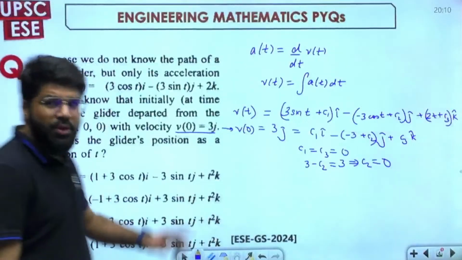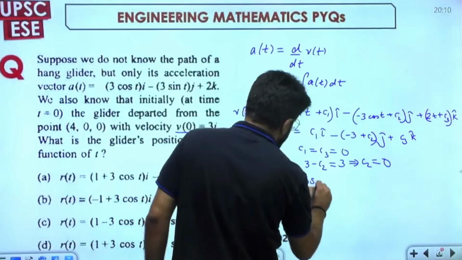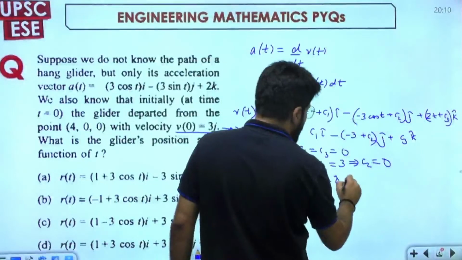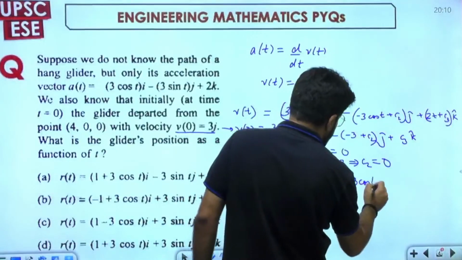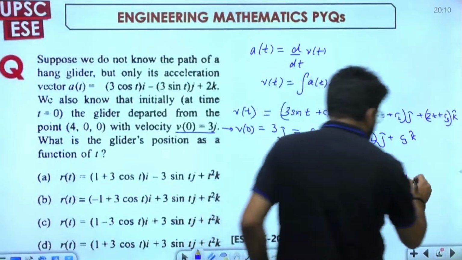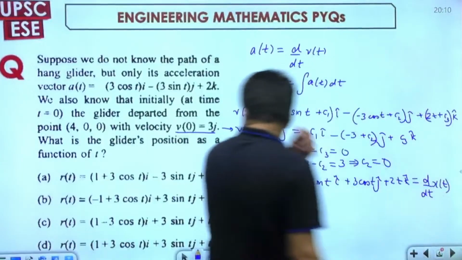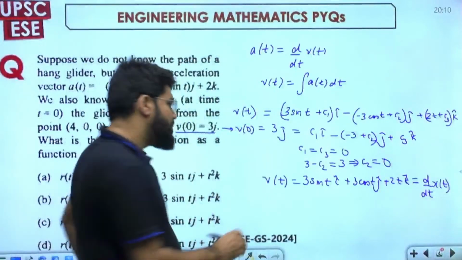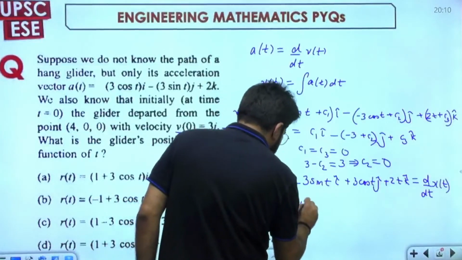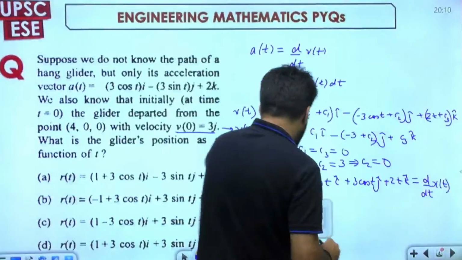So the velocity function is clearly known to me, and that velocity function is 3 sin t I cap, and c2 is 0, minus minus plus, so 3 cos t j cap plus 2t k cap. And this velocity we know is the rate of change of displacement, the rate of change of position. So what is x(t) now? It is the integral of this velocity. So now let me integrate this function.